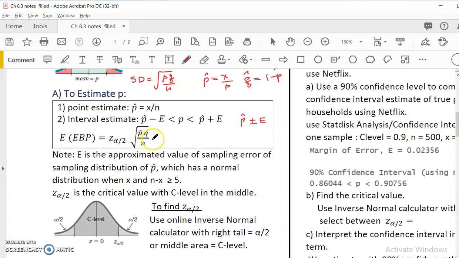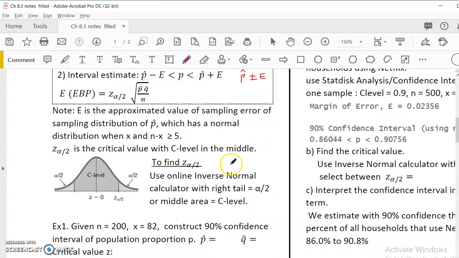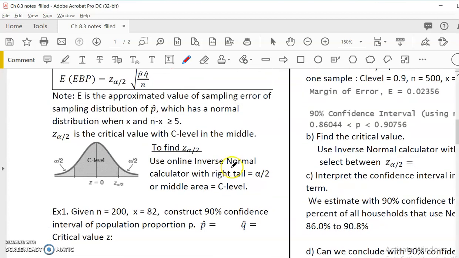So the formula is quite complicated. You need to find the critical value z alpha over 2, which is the tail with the confidence level in between, right? P hat is x over n, q hat is 1 minus p hat, and n is the sample size. Again, I say the requirement: x and n minus x must be greater than or equal to 5.